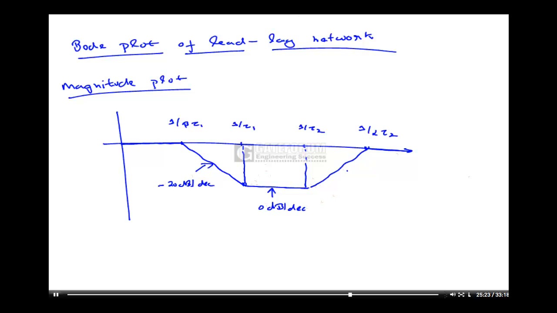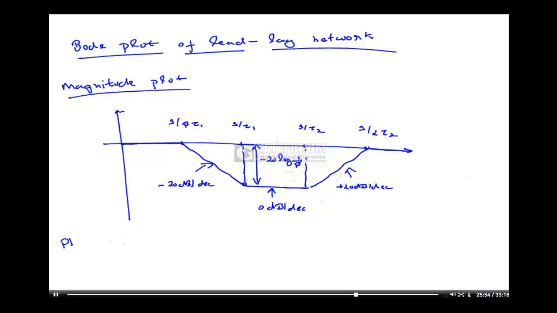Presence of 0 will add a slope of plus 20 dB, and presence of pole will make a slope of minus 20 dB. Okay, this amplitude from here to here is equal to minus 20 log 1 by beta. Okay, or it can be written in terms of alpha as minus 20 log alpha.